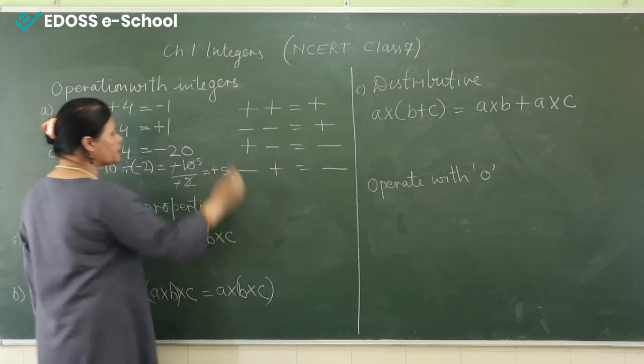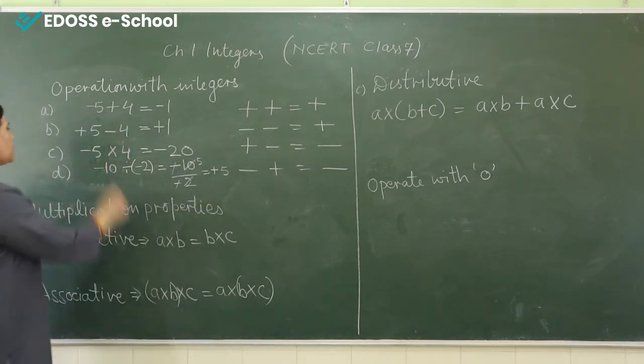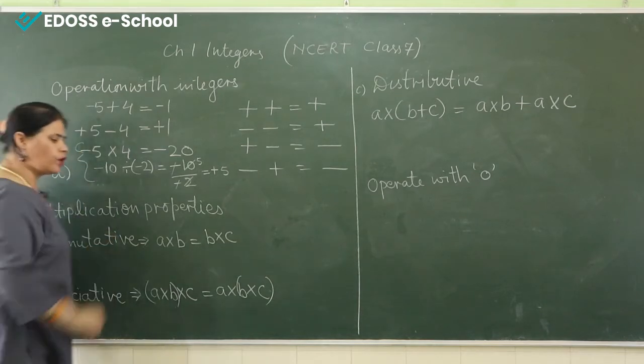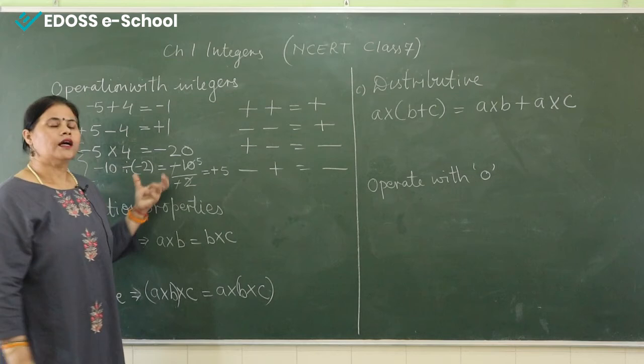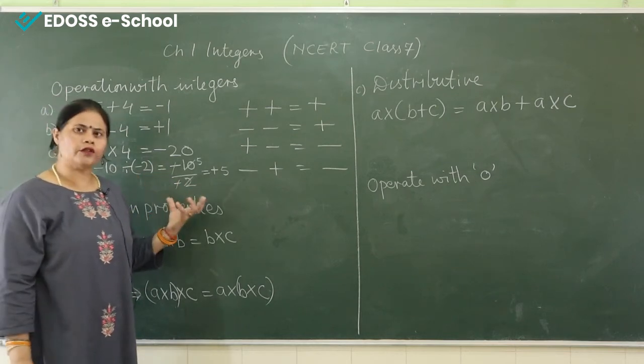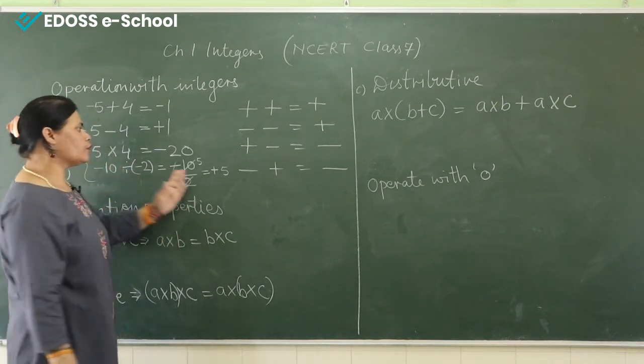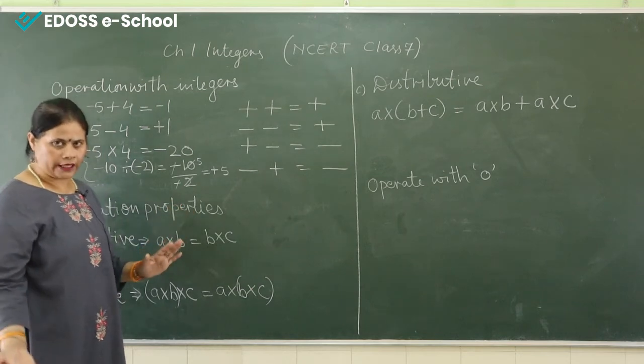So your answer is plus 5. So in multiplication and division you have to multiply the sign also. You will not see the sign of the greater number. So here it is, you have to solve the integers, right?